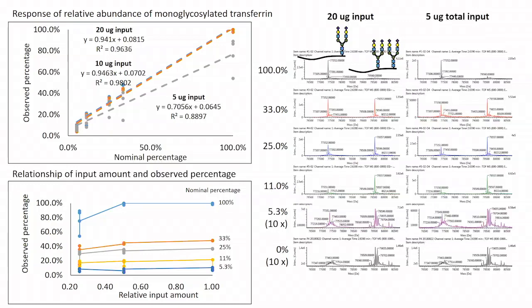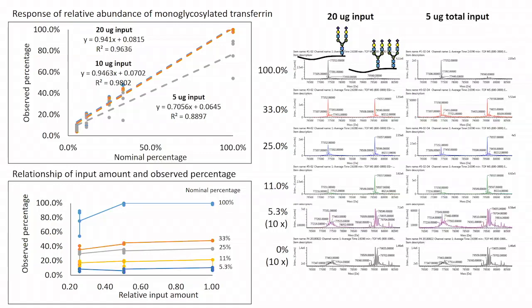So for example, we can see that the relationship for 20 microgram or 10 microgram transferrin input is more or less the same, which is the orange and the blue line. But if we reduce the transferrin input to, let's say, 5 microgram, the linear relationship does not hold. For 5 microgram input, you can see that the response is not really correlated with the observed relative abundance, and you can also see that the imprecision of the assay gradually increases. So this method requires a certain amount of transferrin input to be valid.